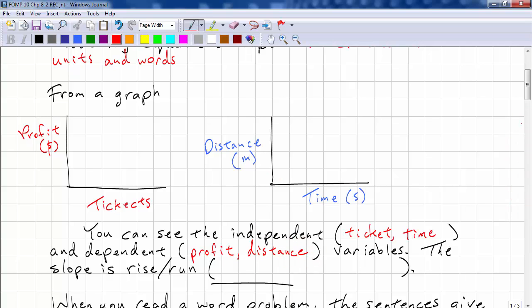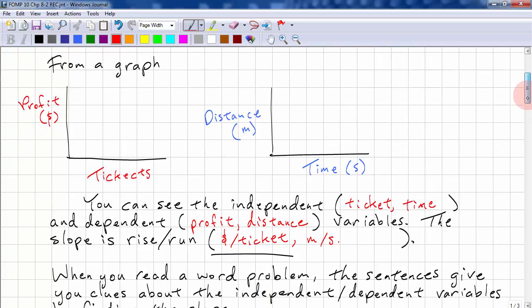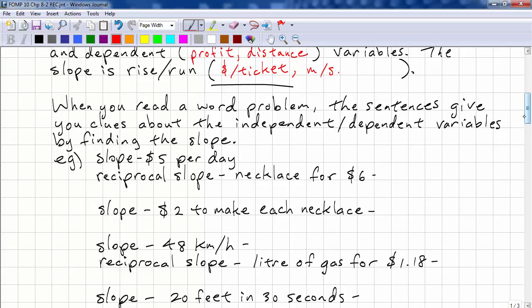We can also determine the slope. Remember, it's rise over run, so this is dollars per ticket. This one is meters per second. If we're given the units for the rise over run, we can also take this and put the dependent and independent variables on the graph. Now, when you read a word problem, the sentences give you clues about the independent and dependent variables by finding the slope.